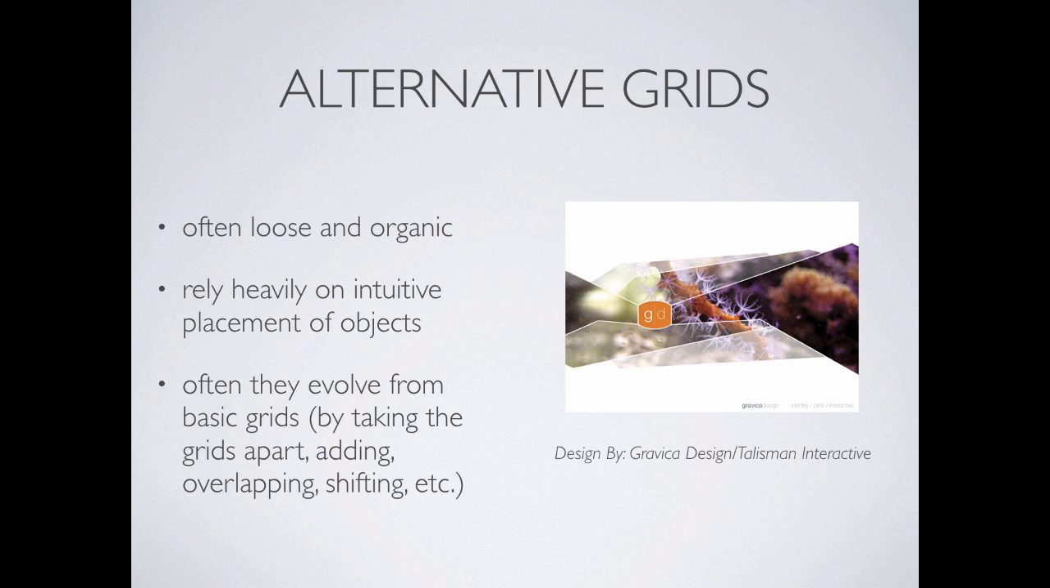So we can move into the realm of alternative grids. These are the loose organic styles to how you're putting things together. They're very heavy on intuitive. We talked a lot about intuition. This looks right or this doesn't look right. This feels right or it doesn't feel right. And so it's much, much harder for me to sit up here and explain to you how to create a good alternative grid layout. It's easier for me to show you some examples, but it's not something that can be as scripted as a traditional grid-based layout.